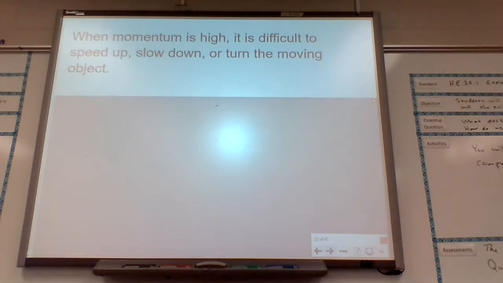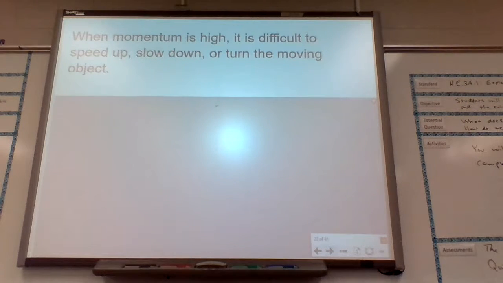Again, very similar story. When something has a large inertia, it's difficult to speed it up, slow it down, or turn it. When something has a large momentum, it's difficult to speed it up, slow it down, or turn it. So you could use all the same examples that we did for inertia. A large pickup truck would have a lot more momentum than a small little two-door coupe would. A baseball would have less momentum than a bowling ball moving at the same speed. So the same kind of examples.